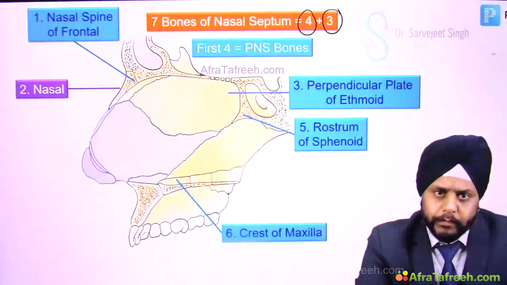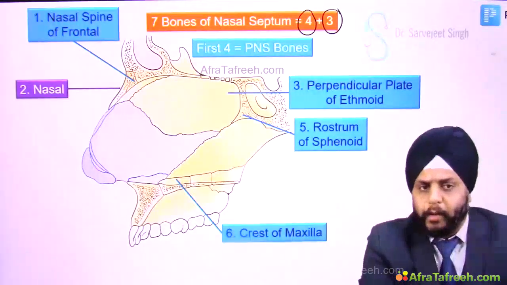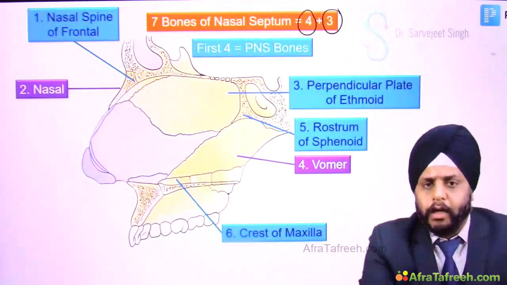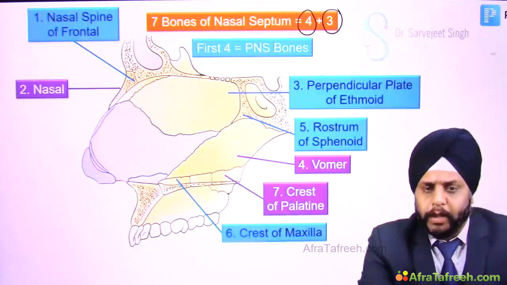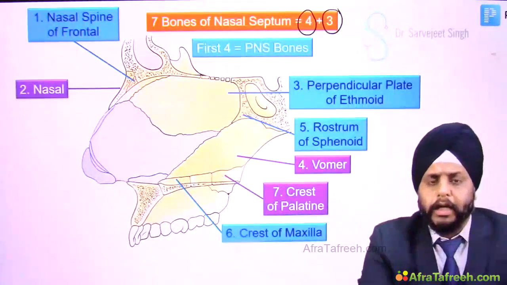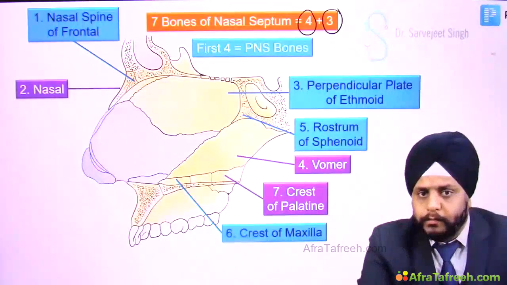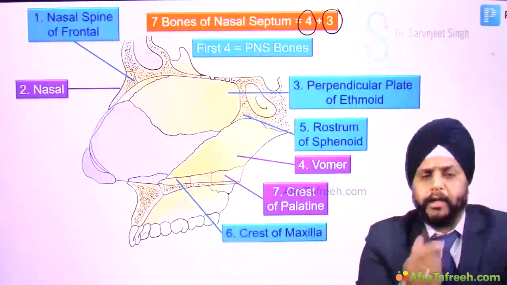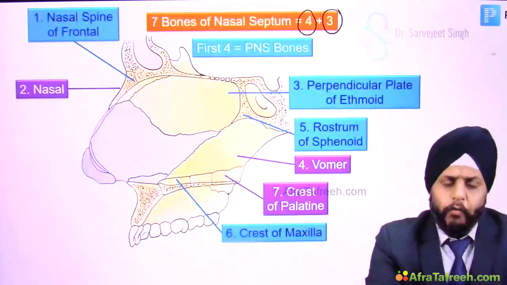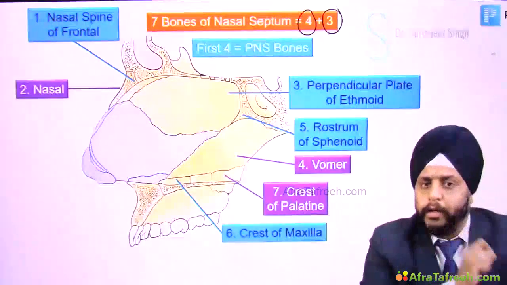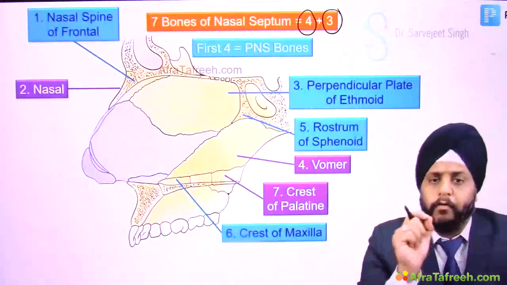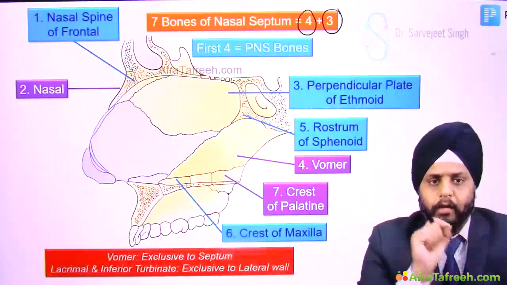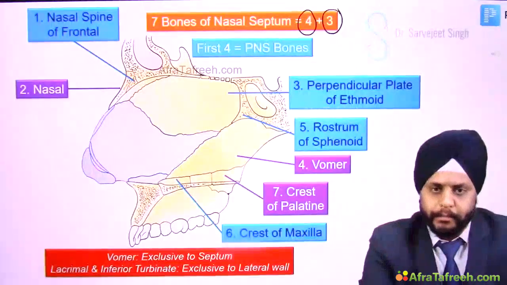We have the nasal bone. In the remaining 3, remember when we discussed the lateral wall, the nasal bone was also there in the lateral wall. What else do we have? We have the vomer and the palatine bone. Remember, the palatine bone was also there in the lateral wall of the nose, the perpendicular plate. The horizontal plate forms the crest, and the crest is there in the septum. Now, which bone was not there in the lateral wall? Vomer. So remember, vomer is exclusive to the nasal septum.